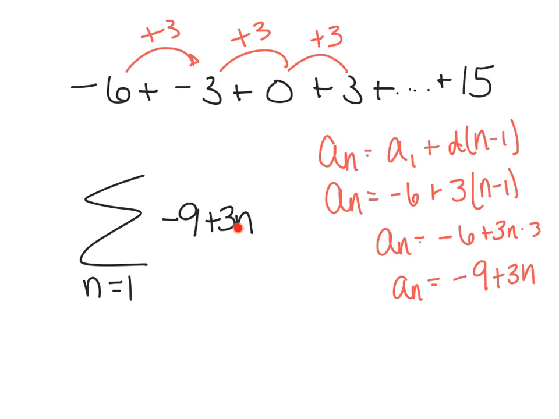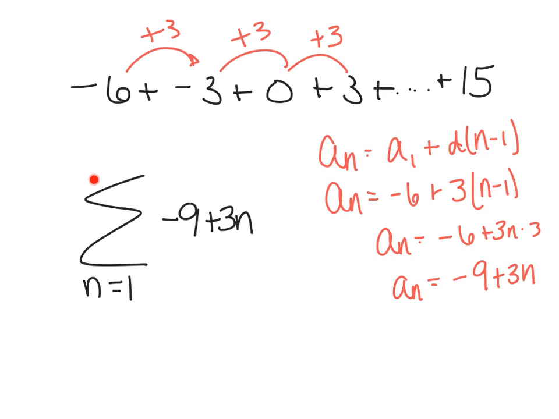If I plug in a 1, I get -9 plus 3, which is -6. If I plug in a 2, I get -9 plus 6, which is -3. If I plug in a 3, I get -9 plus 9, which is 0. Looks like my pattern's holding true, and it should because we just followed that arithmetic rule.